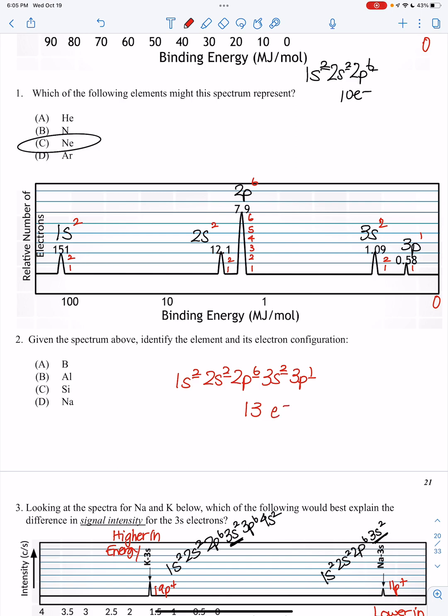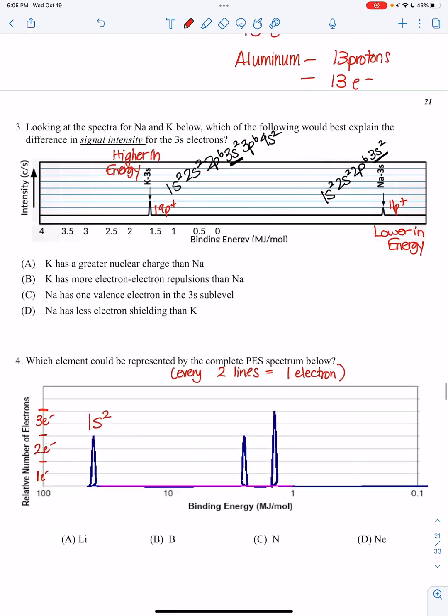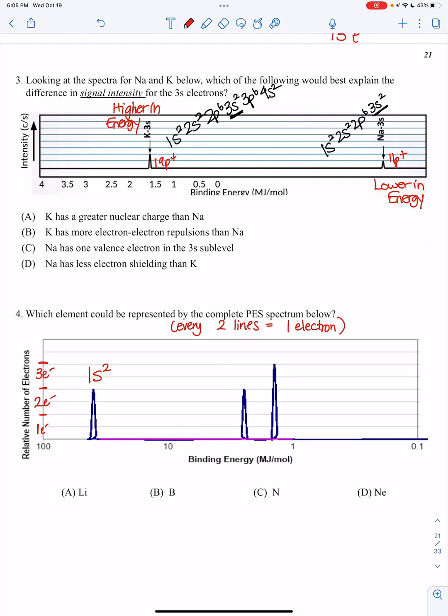If I look on the periodic table, that is aluminum. A neutral atom of aluminum would have 13 protons because the atomic number of aluminum is 13. We reviewed that in class. And if it's neutral, it would also have 13 electrons. So the correct answer would be B, aluminum.